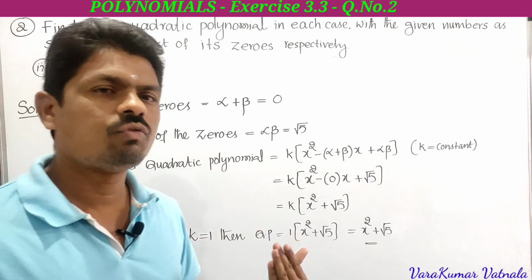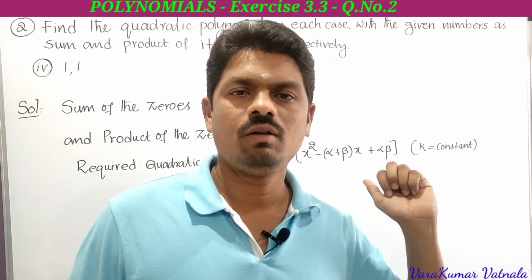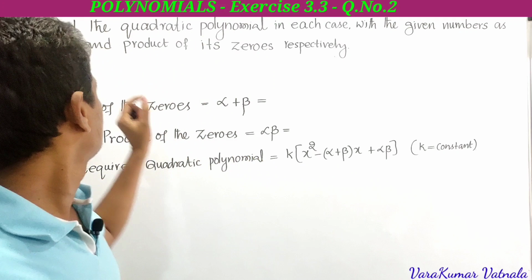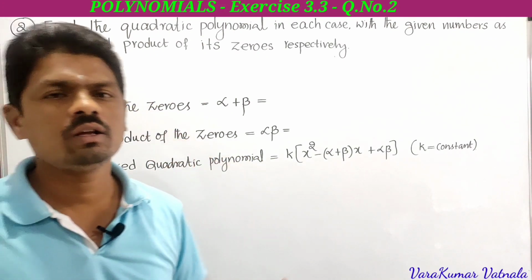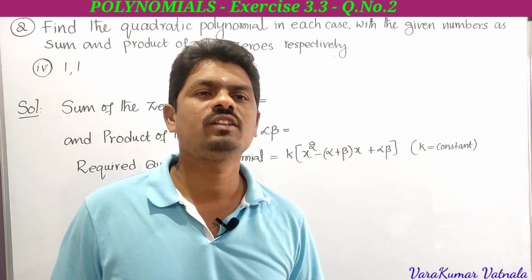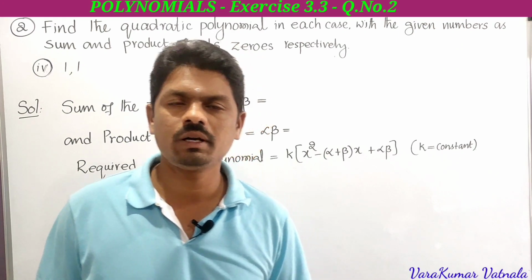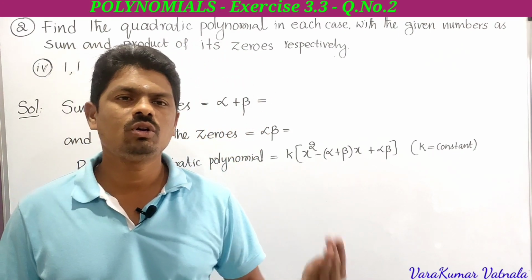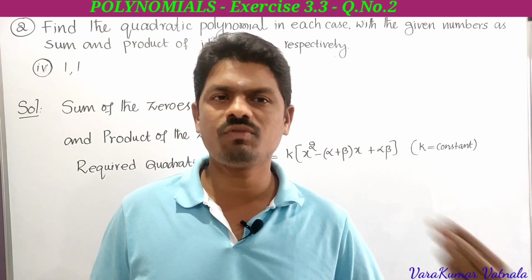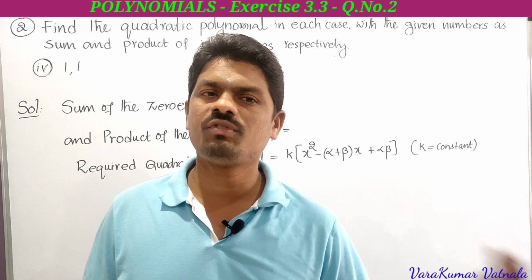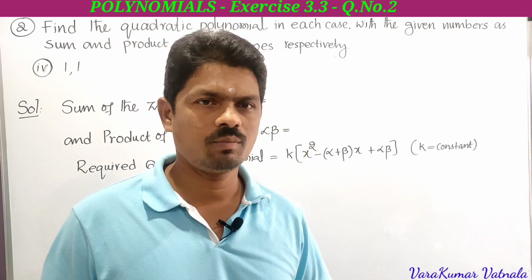Next we have to solve the fourth bit. This is the fourth bit in the second problem. 1 comma 1 has given. So sum of the zeros is 1 and product of the zeros is also 1. Using these two we have to find the quadratic polynomial. So we know the formula. Required quadratic polynomial is equal to k into x square minus alpha plus beta into x plus alpha into beta. So we have to substitute alpha plus beta and alpha into beta in the formula. We can get the quadratic polynomial.